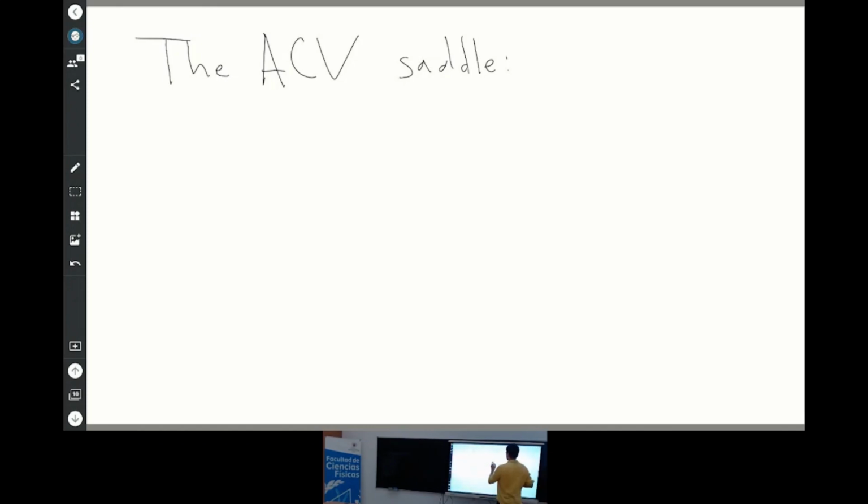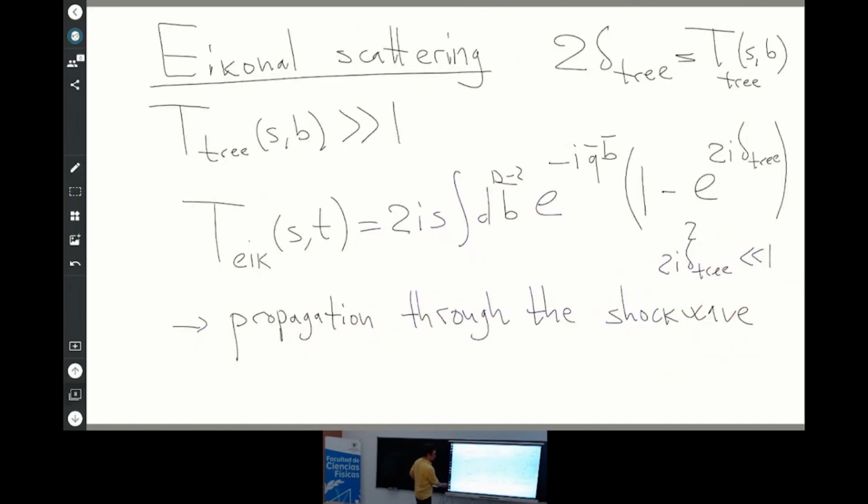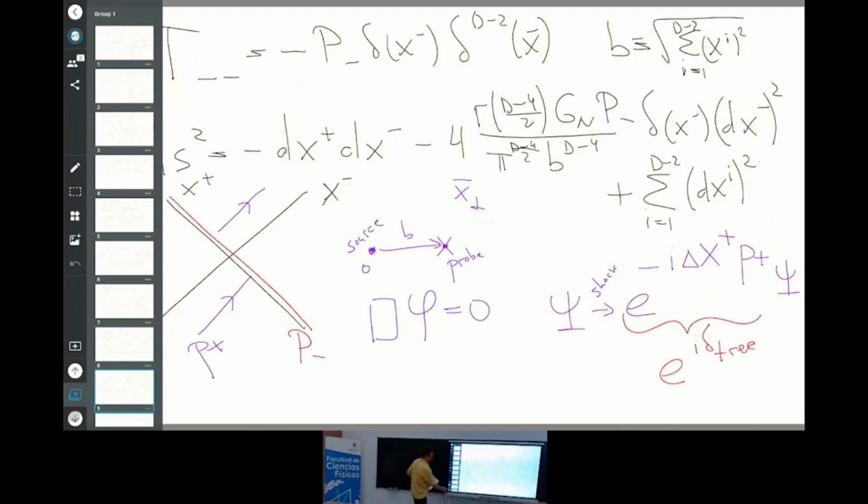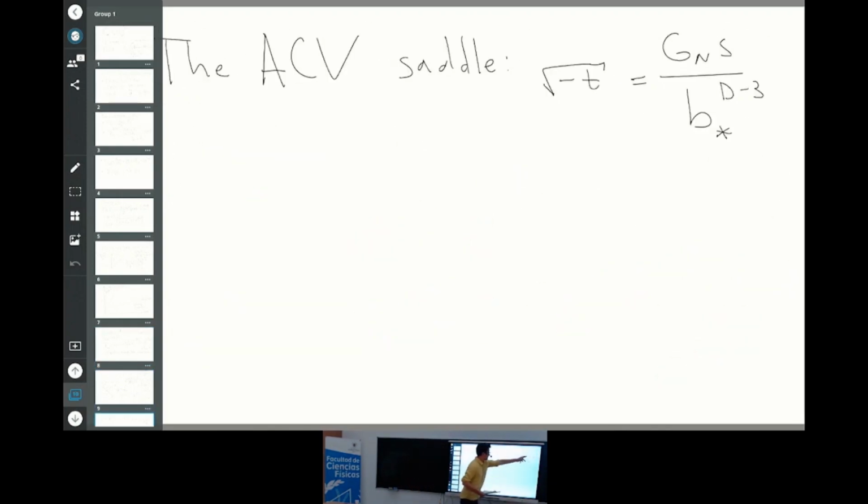And the interesting thing about this ACV saddle that you get is that it's located as follows. You have square root minus t. So this is a momentum we keep fixed. And here we have G Newton s divided by b star to the d minus 3. So this is what you get if you simply take this Fourier transform and you compute the saddle in the b space. You'll get that the saddle is located at this location.